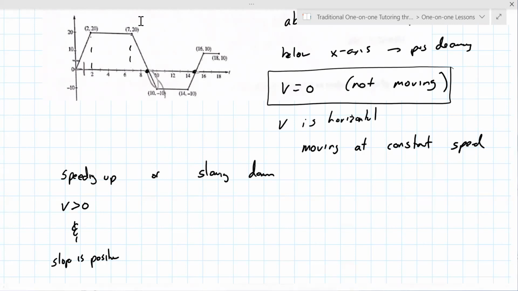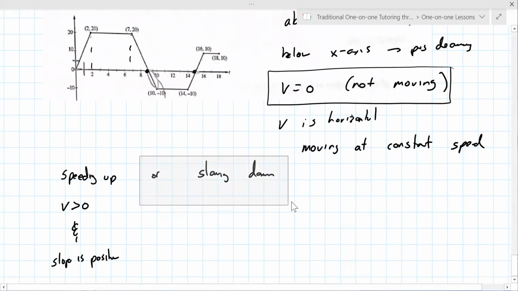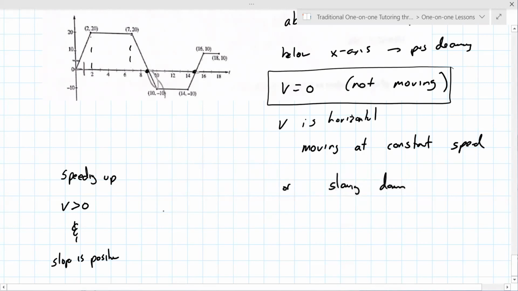Another case is that velocity is negative and slope is negative. So they have to both be true. So these are ones like from 0 to 2. Do you see that the velocity is positive because it's above the x-axis and the slope is positive? Yeah. Okay. And then velocity is negative here.